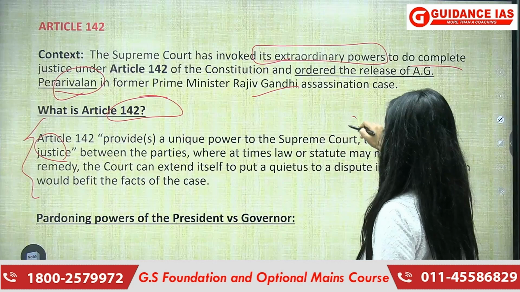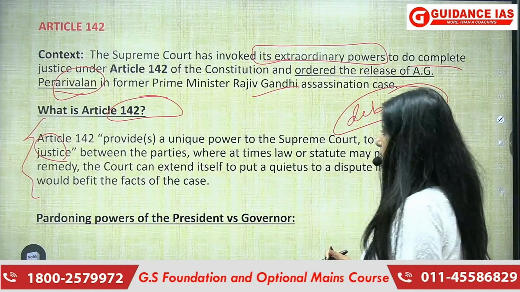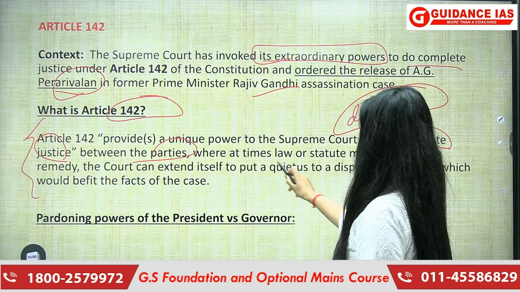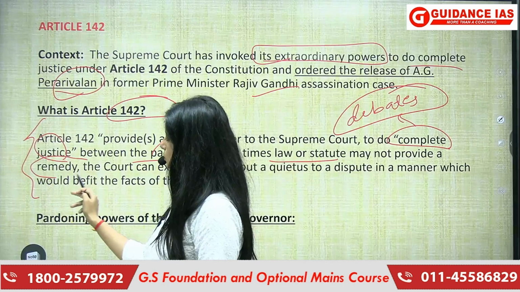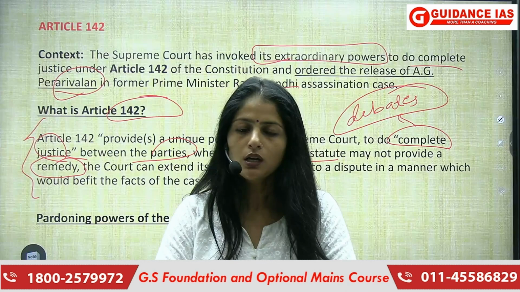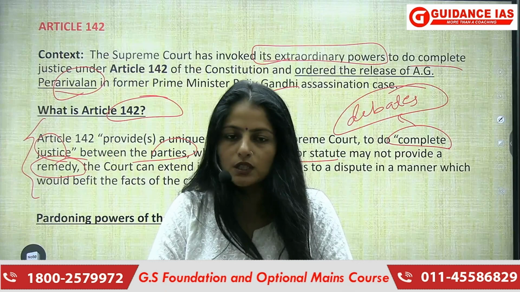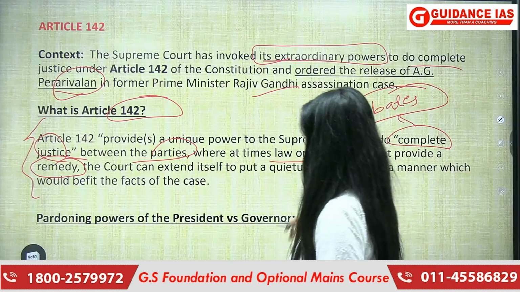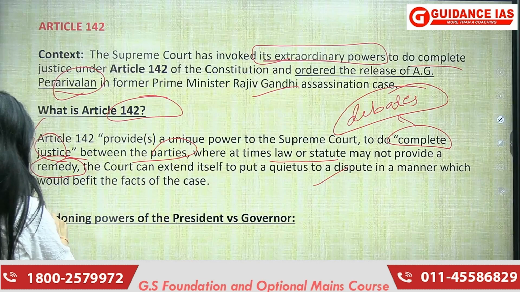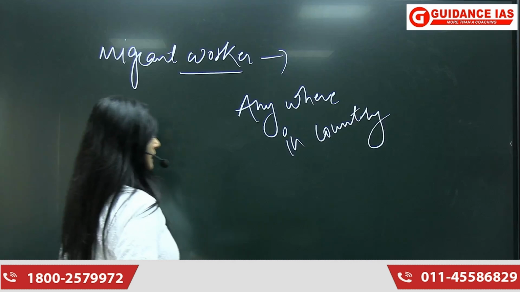what complete justice is. Okay, so complete justice between the parties, where at times the law or the statute may not provide a remedy. Okay, this happens many times, that the laws, the rules of our country, the decrees, do not provide complete justice to a particular case. The Supreme Court comes in front, takes the case and tries to give the complete remedy or complete justice. Right? Okay. So this was the news regarding it. But what happened exactly in this case is again to be understood. For that you need to understand a small chronology.